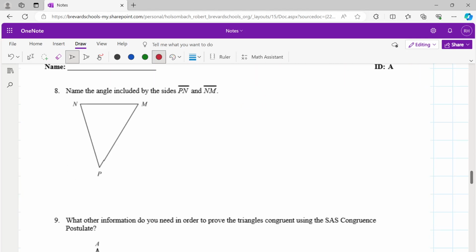Problem number 8, you don't even need to look at the picture, okay? Name the angle included by the sides PN and NM. What's the included angle? PN and NM. Don't you use one letter to describe an angle? What's the only letter in both descriptions? N. Name the angle included by the sides PN and NM. Angle N. No picture required.